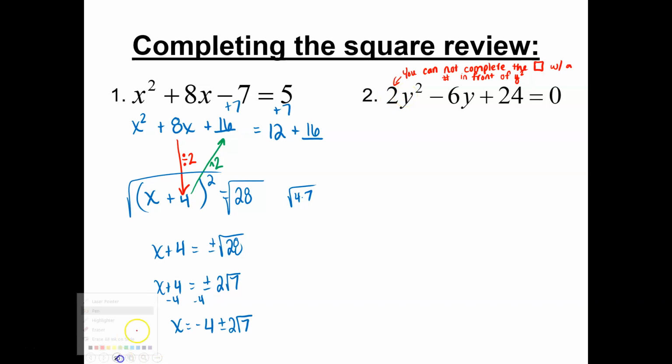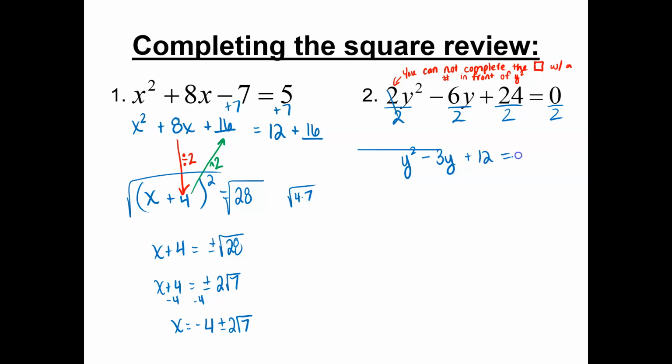So what you need to do is divide it off. We will begin this by dividing everything by 2. You have to do this even if those numbers are not divisible by 2. In this case, fortunately, they are divisible by 2, but if that was like a 17 instead of a 24, we would still have to divide by 2, in which case completing the square is going to be difficult for that one. So we'll have y squared minus 3y plus 12 equals 0.